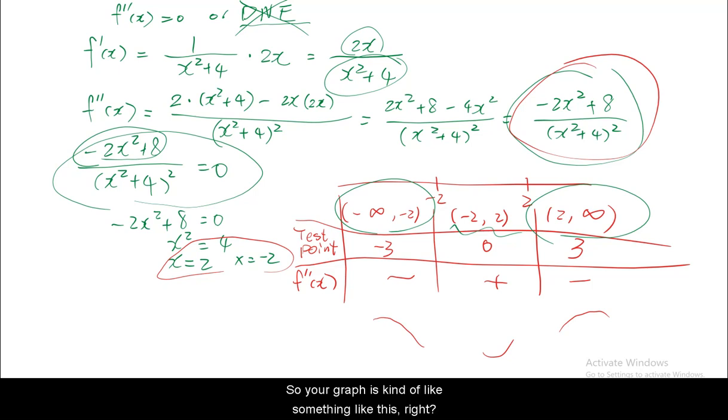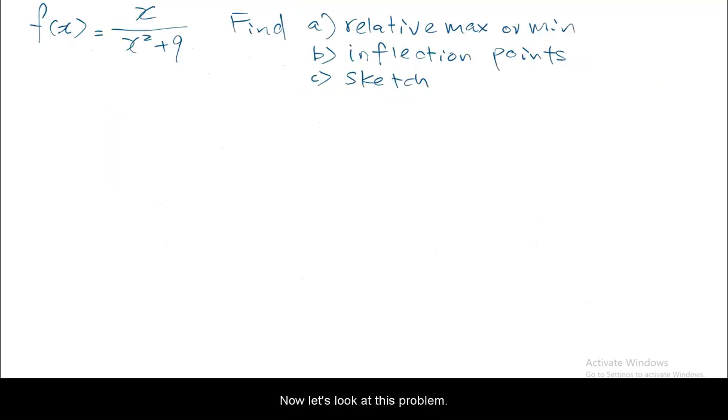So your graph is kind of like something like this, right? Not just a sketch. So at negative 2 and at 2 you have inflection points. The graph changed from concave downward to concave upward, and then at 2 it changes from concave upward to concave downward. Now let's look at this problem.